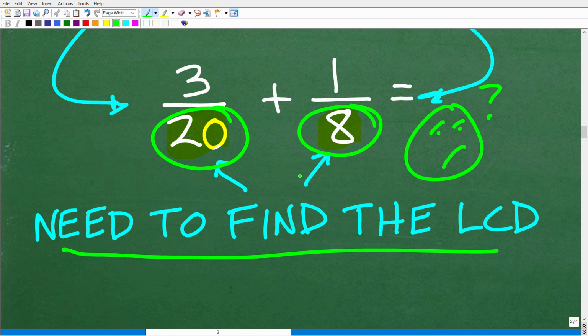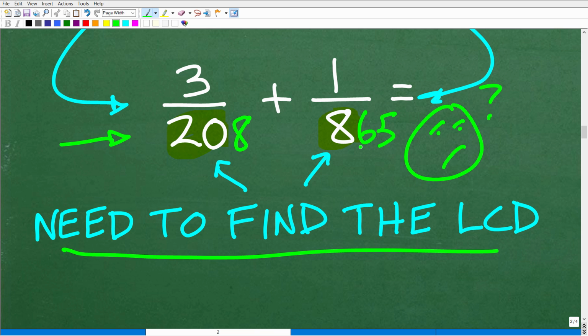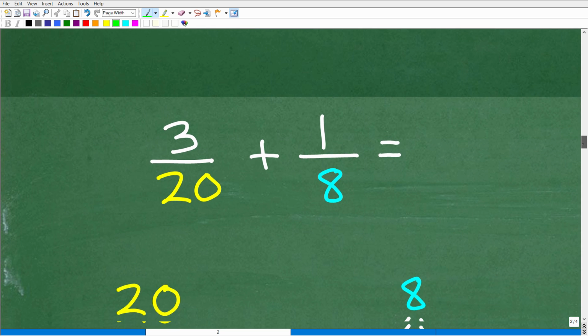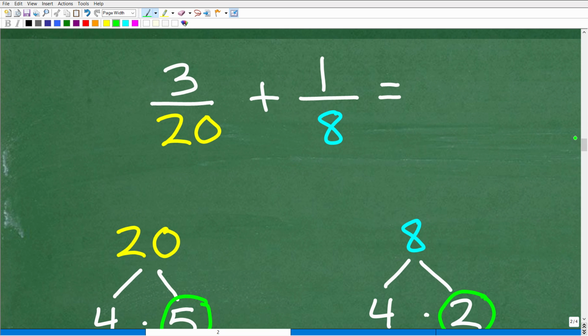But what we want to do, and I'm using denominators that are pretty reasonable to work with to teach you the procedure, so you can handle this problem using this procedure if the denominators we're dealing with were like 208 and 865. Of course, we're not doing this problem. We're doing this problem, but I'm going to teach you the procedure to find the lowest common denominator. Okay, and if you can remember this, it's going to pay off not only in arithmetic, but in algebra as well.